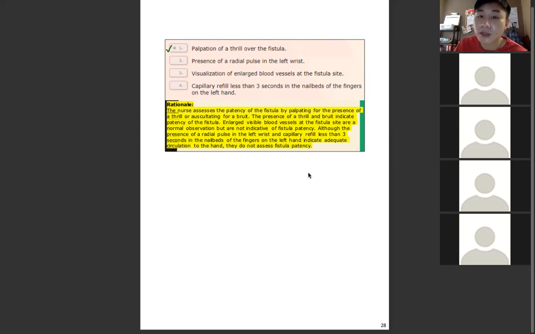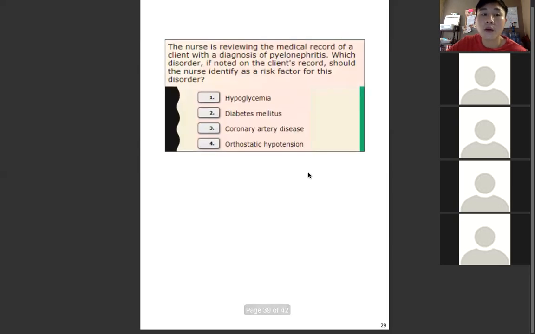Enlarged visible blood vessels at the fistula site are a normal observation, but are not indicative of fistula patency. Although the presence of a radial pulse in the left wrist and capillary refill less than 3 seconds in the nail beds of the fingers on the left hand indicate adequate circulation to the hand, they do not assess the fistula patency. All right, next question.